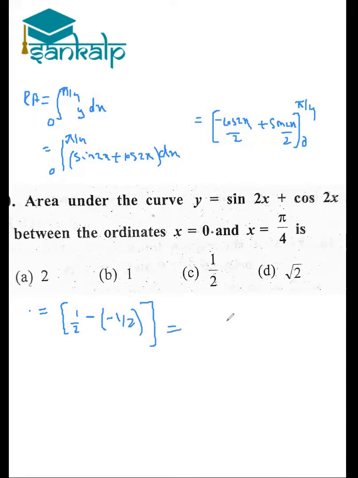On simplifying it further, 1 plus 1 is 2, and 2 by 2 will be equal to 1. So option B will be the right option.